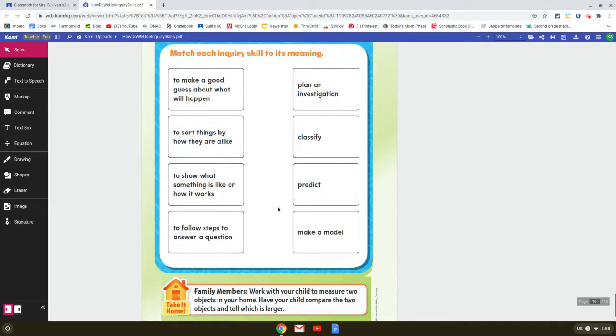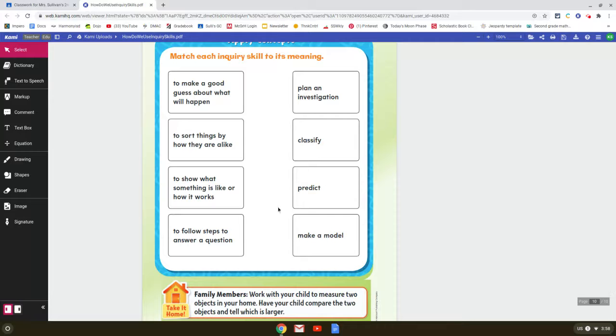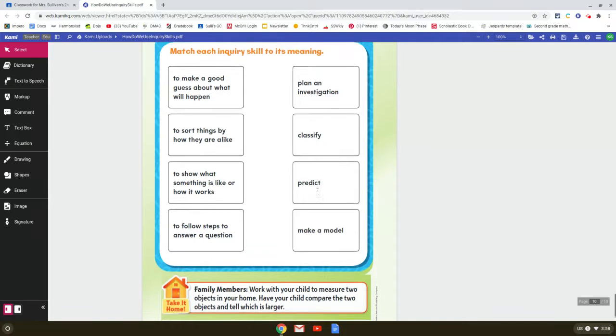And on the last page, we're going to match each inquiry skill to its meaning. So let's do the first one together. It says to make a good guess about what will happen. Do you think it's planning an investigation, classifying, predicting, or making a model? If you said predicting, you are right. So draw a line from this box down to this box and do the rest.